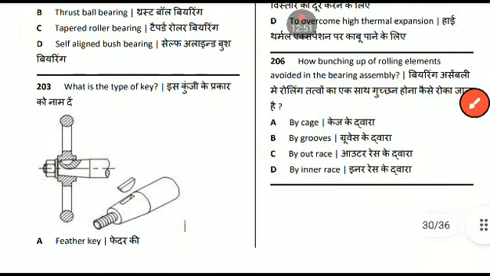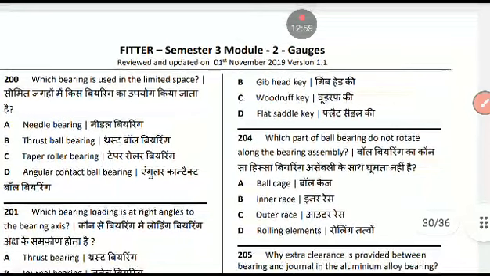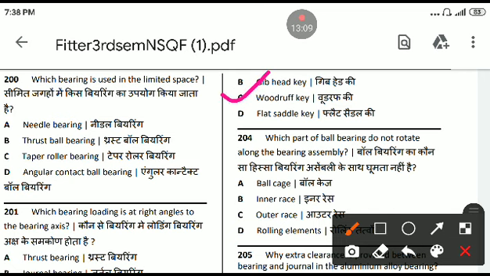What is the type of key? Option A, feather key. Option B, gib head key. Option C, woodruff key. Option D, flat saddle key. Option C, woodruff key.